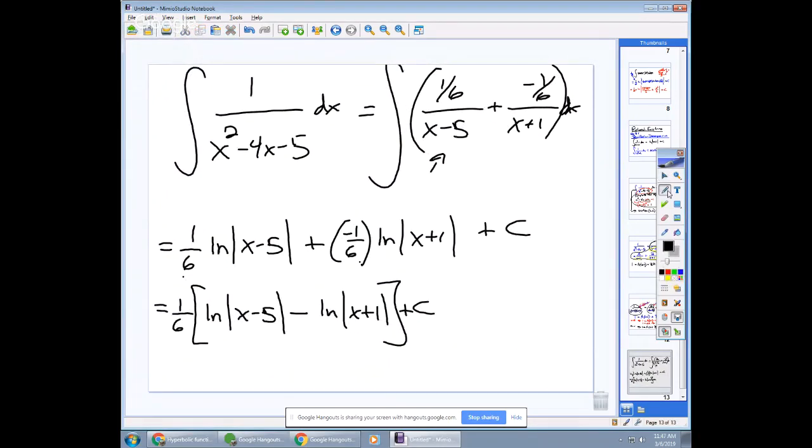Does anybody remember rules of playing with logarithms? The log of a difference is the quotient of the things inside. So then I can rewrite this again as 1/6 times the natural log of the absolute value of x minus 5 over x plus 1. And then plus c.